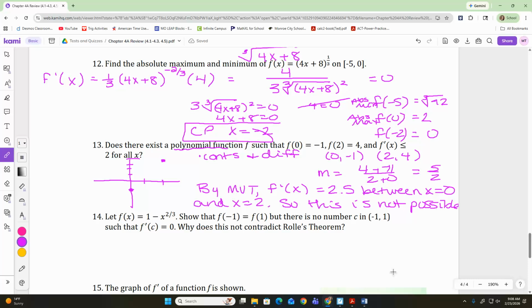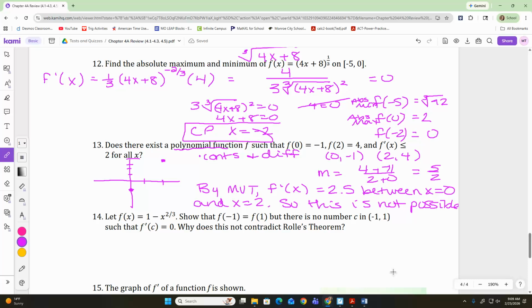Kind of like we talked about, in terms of driving. Is it possible to drive to Hannibal, have an average speed of 65 miles per hour while you were always driving less than 60 miles per hour, or less than 65? It's impossible. You had to at some point hit it. Is that okay?